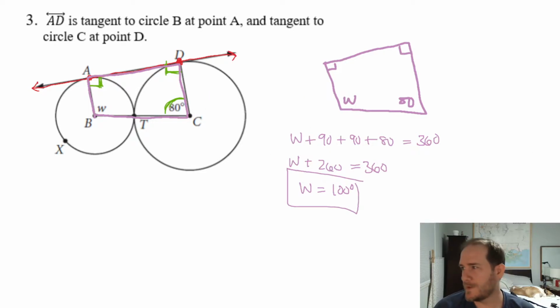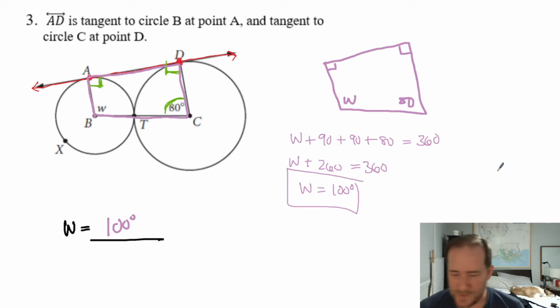And that's it. So again, somewhere on your quiz you'll see W equals. And that's the only thing in this problem that you had to solve for. So now that we know that W is 100, you're done. That's another one down.